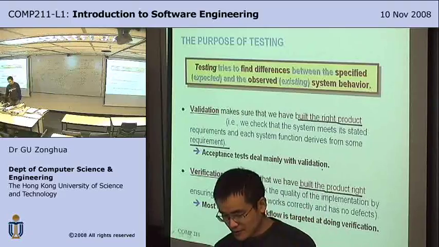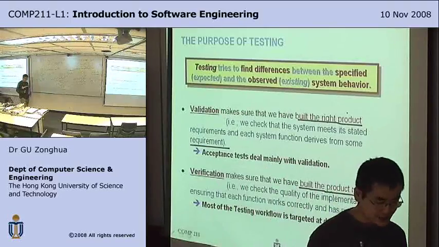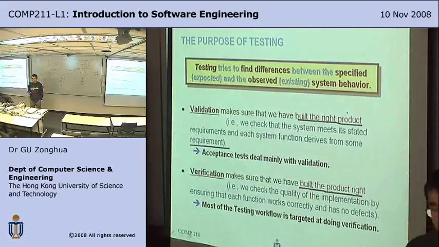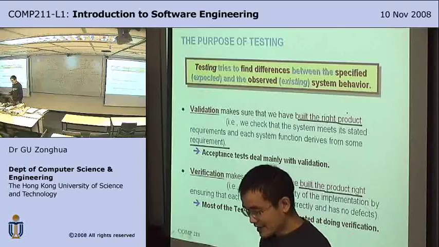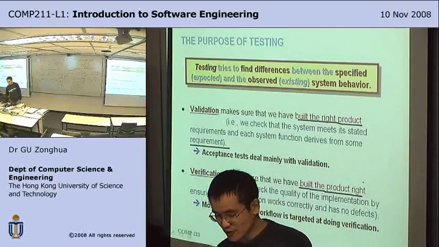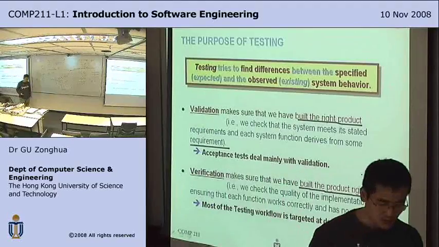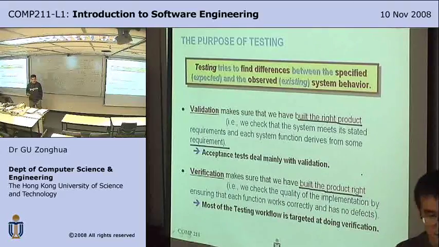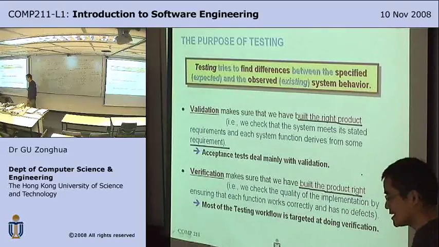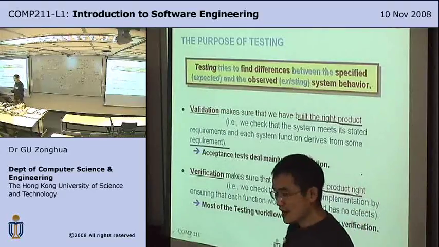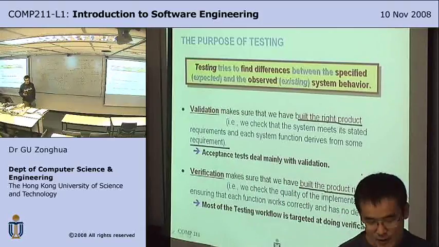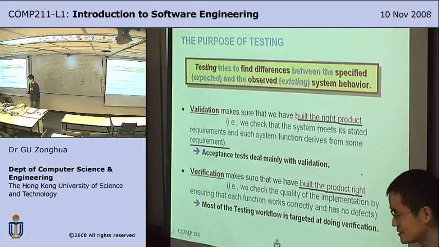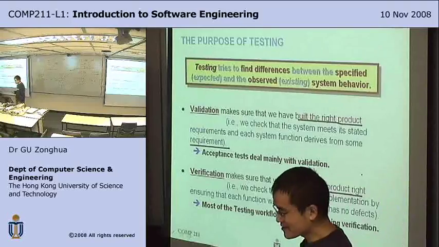So you can have a system that is perfectly bug-free, but it doesn't do what the requirement said it should do. That is, you have built the product right, but you didn't build the right product. Or you can have a system that does exactly what the requirement said it should do, but it crashes every minute. So that is the right product. That is, it passes the validation, but it is riddled with bugs and it doesn't pass the verification.